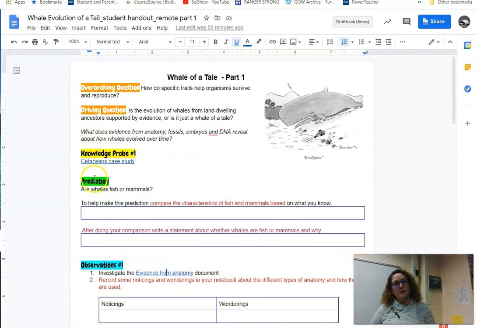Tomorrow we'll pick up with another piece of evidence and start moving through to see if there are other things that we'll figure out. Today you're just really looking at the anatomy and the fossils. Tomorrow we'll focus on the embryos and the DNA.